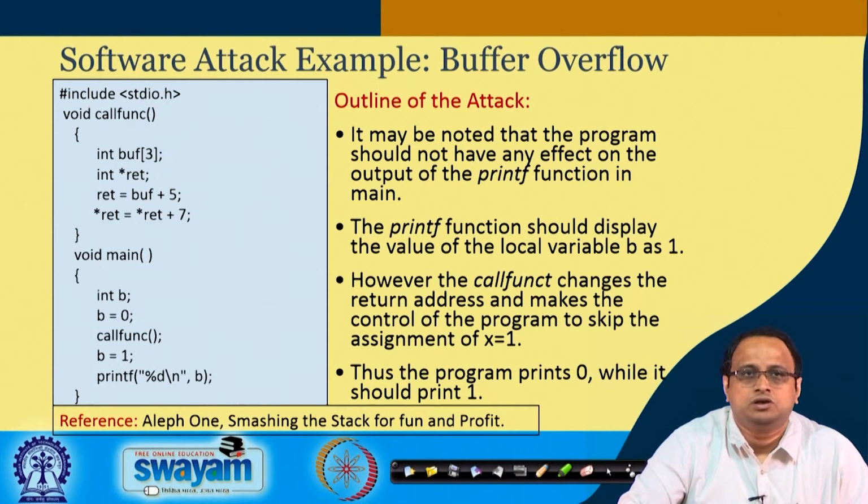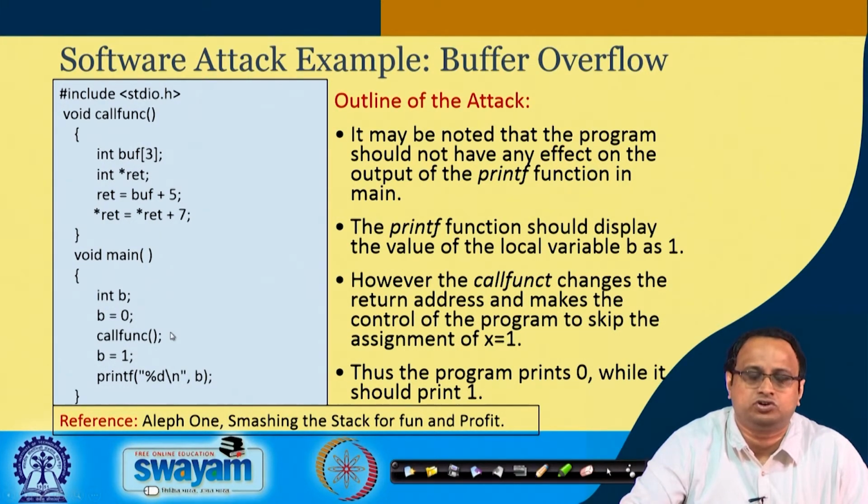So here is a very simple depiction of a purely software attack, which is called a buffer overflow. It may be pointed out that buffer overflow till now remains one of the most popular forms of software attacks. This attack has been shown here, made of two function calls. One is the main function, and there is another function called function, and it has been written in C. You can observe that in the main function there is an integer variable b which is defined as b equal to 0.